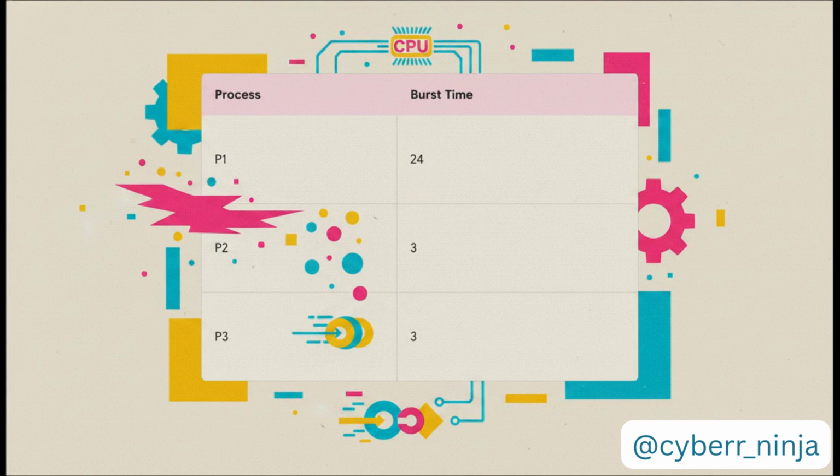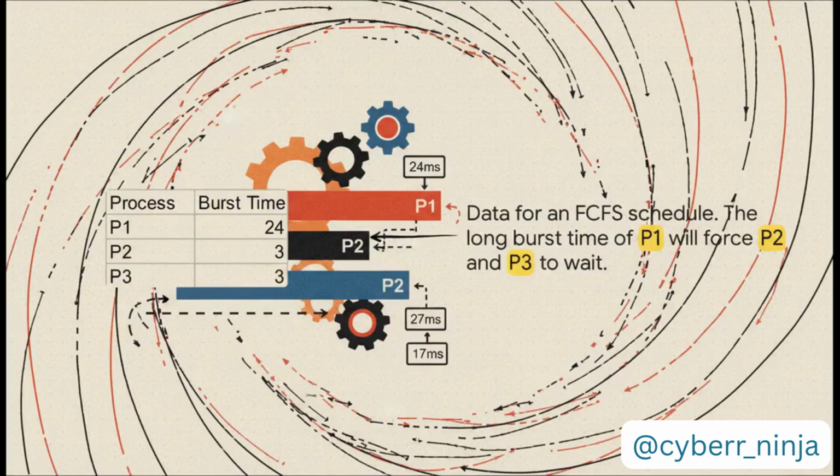And these are their burst times. That's how long they need to run on the CPU. As you can see, P1 is a really big job, while P2 and P3 are super quick. Okay, check out this Gantt chart. It shows exactly what happens. P1 gets the CPU first and runs for its entire 24 milliseconds.